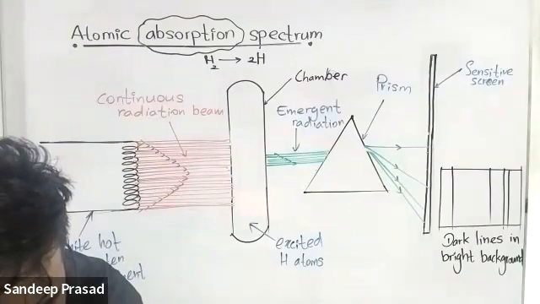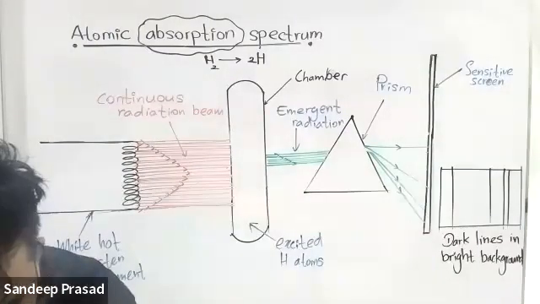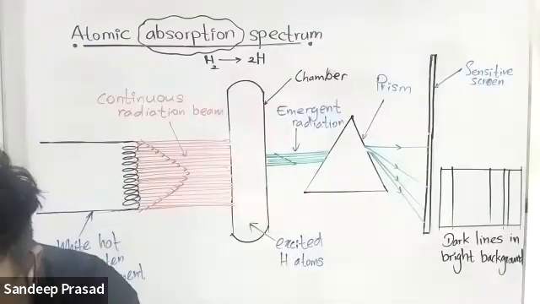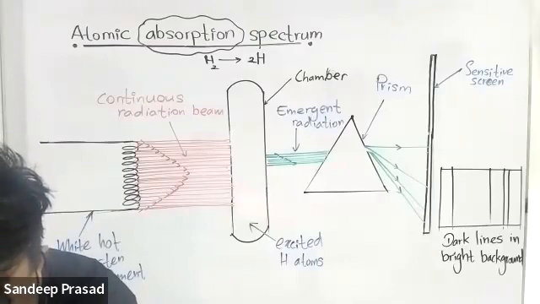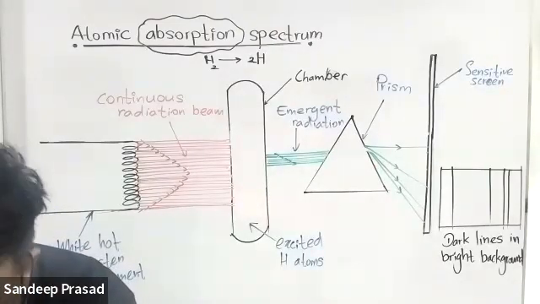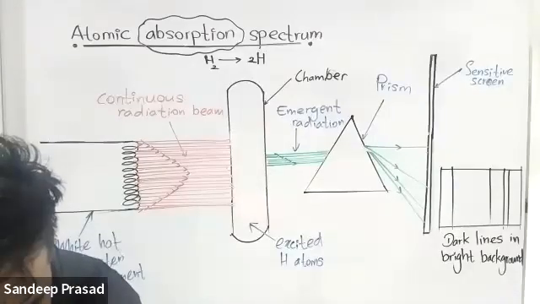Can we use a concave lens? Yes, we can use a concave lens also. Doesn't matter. Where are you going to use the concave lens? Why are you using a concave lens? For what purpose? Instead of a prism, we can use a concave lens. Doesn't matter. So how is the spectrum made of hydrogen atoms?